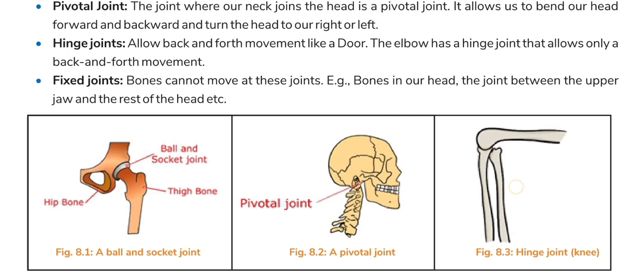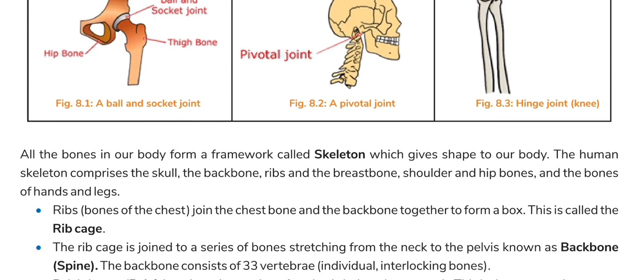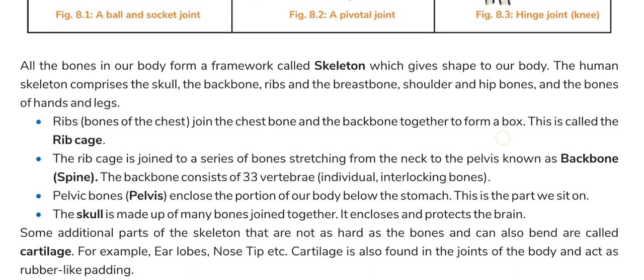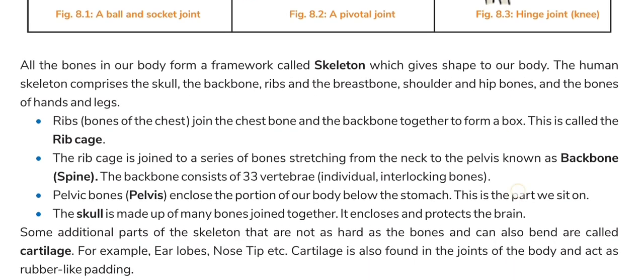Bones cannot move at these joints, e.g., bones in our head, the joint between the upper jaw and the rest of the head, etc. All the bones in our body form a framework called skeleton, which gives shape to our body.